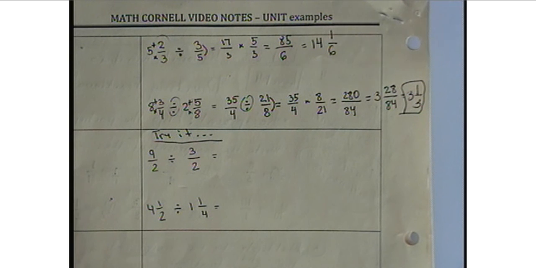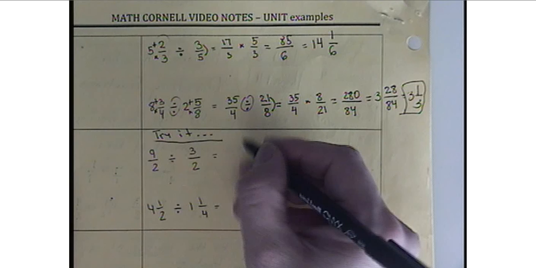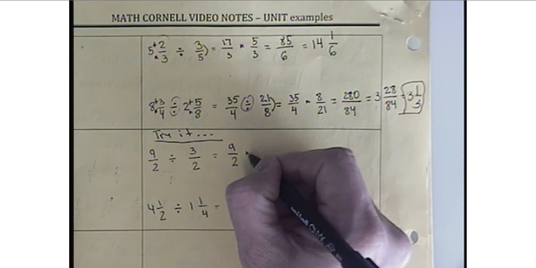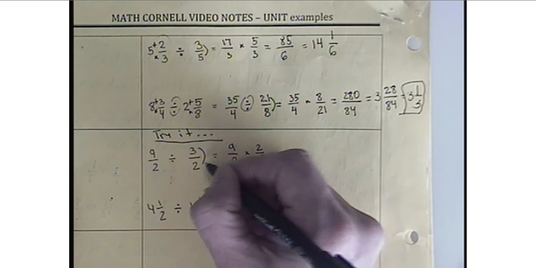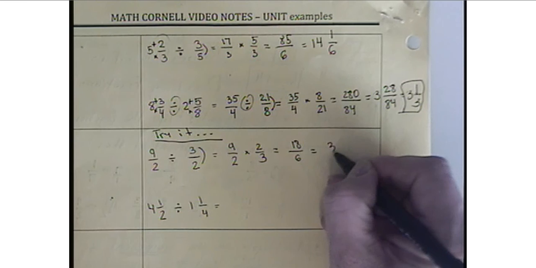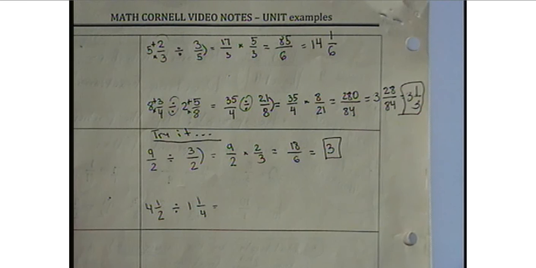Alright, so welcome back. 9 over 2 divided by 3 over 2. We have 9 over 2 times 2 over 3 when we flip those. So 18 over 6. 18 over 6 is 3. I hope everybody got this answer correct.